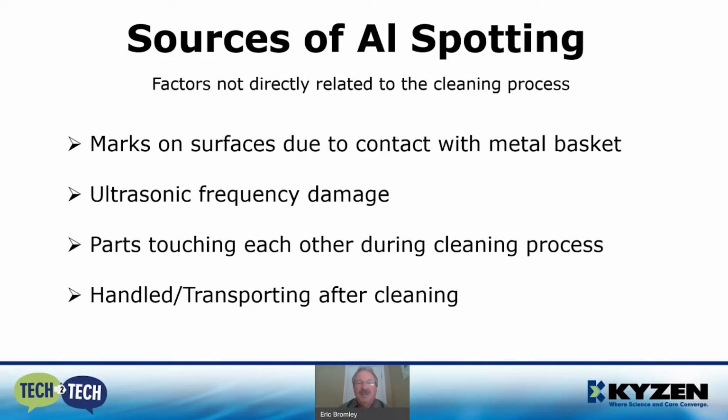The parts touching each other during the cleaning process can also cause issues, especially if it's a heavy plate where they have a tip or a small section that's contacting another piece. This can cause not only a spot for some damage, but it can also collect some water droplets. And without a good drying process, the water will dry there and leave a spot.